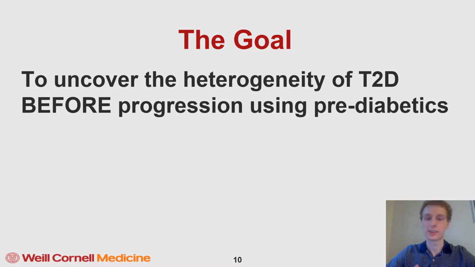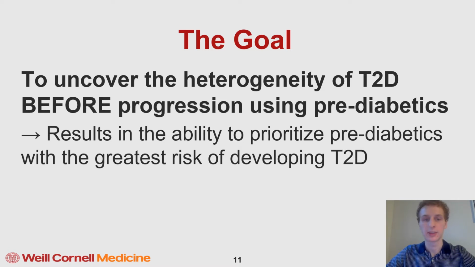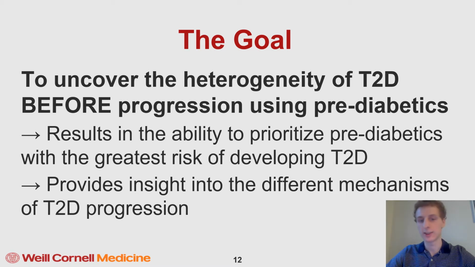So the goal here is to uncover this heterogeneity of type 2 diabetes, and we want to do this before the progression. So to do that, we use pre-diabetics. And what this does is it results in the ability to, 1, prioritize pre-diabetics with the greatest risk of developing type 2 diabetes, and 2, provides insight into the different mechanisms of type 2 diabetes progression.